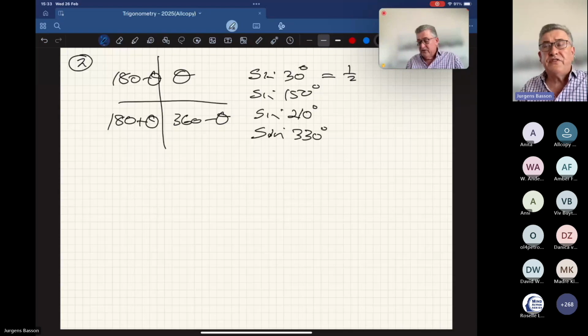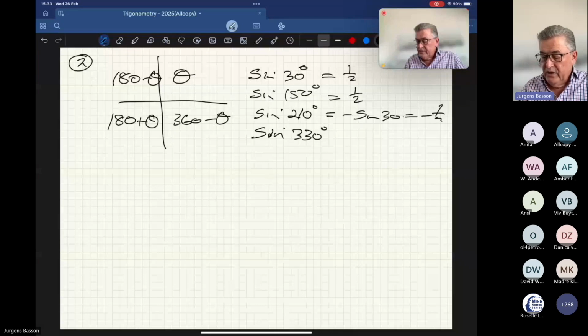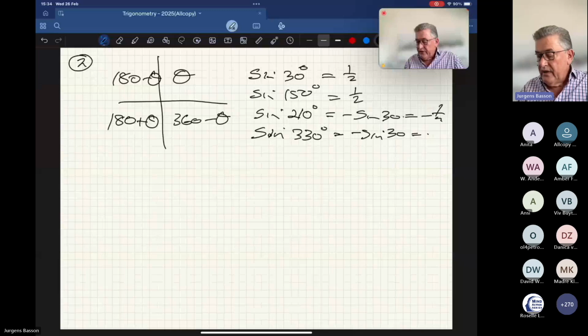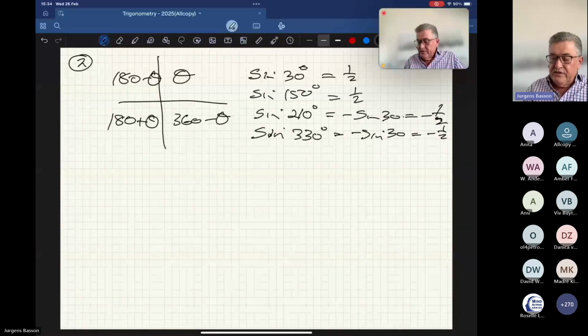The sine of 150 is in the second quadrant. So that is also a half because that is sine 30. Sine 210 is negative sine 30. So that is minus a half. And so is the sine of 330. And that is minus a half. So those four angles give us the same answers.